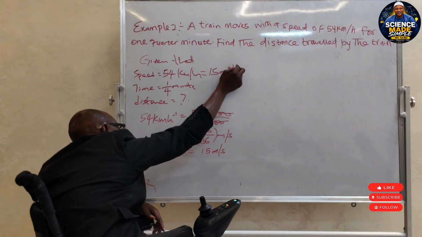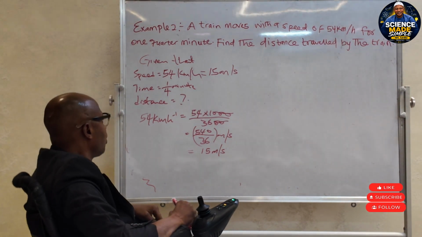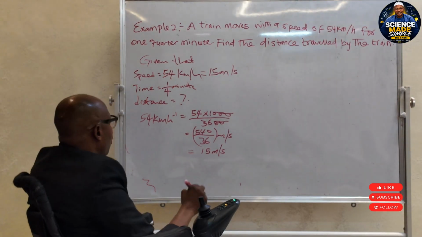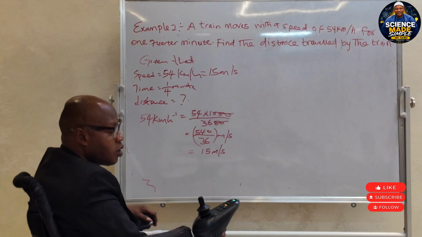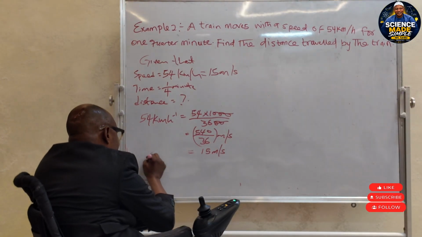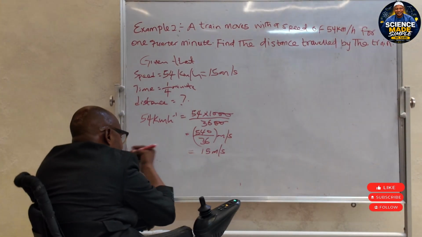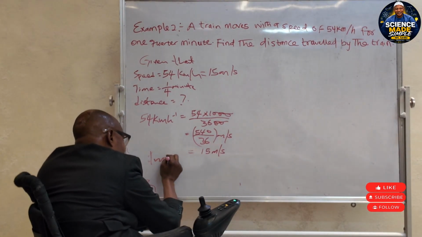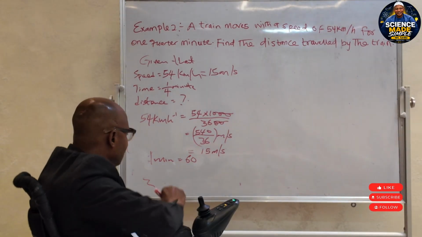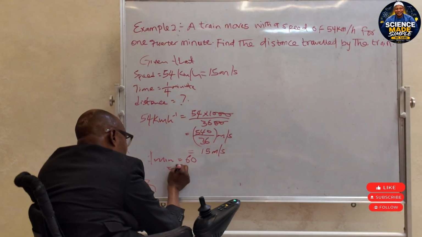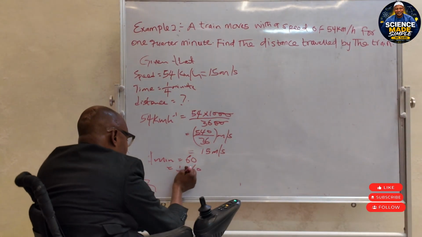Then our 1/4 minute, that is 1/4 of 1 minute. 1 minute is the same thing as saying 60 seconds. 1 minute is equal to 60 seconds. So 1/4 of a minute will now be 1/4 of 60 seconds. That will be what?